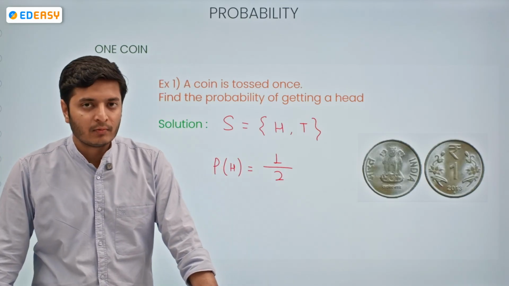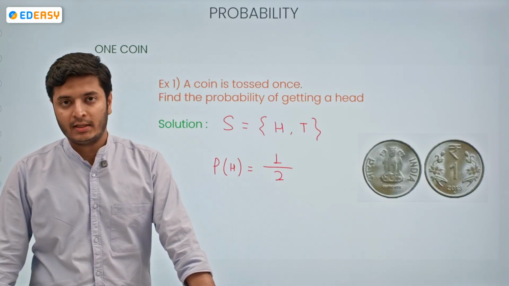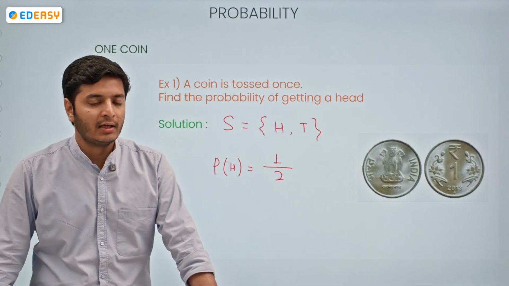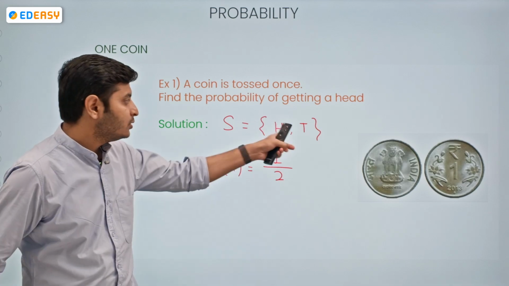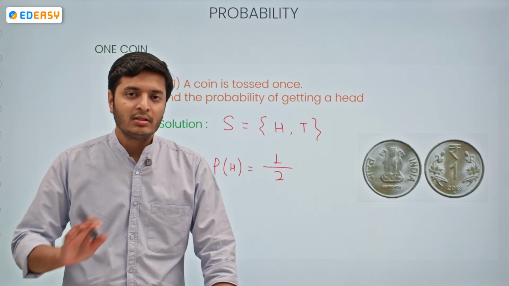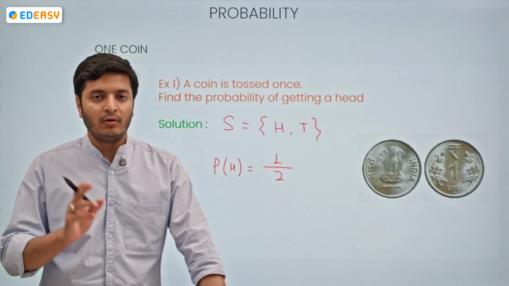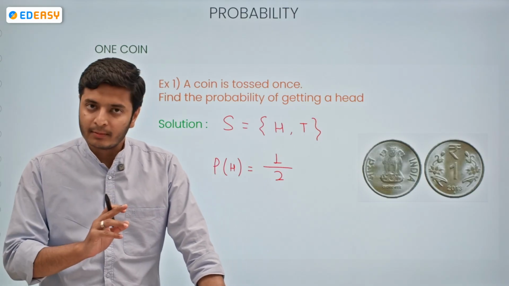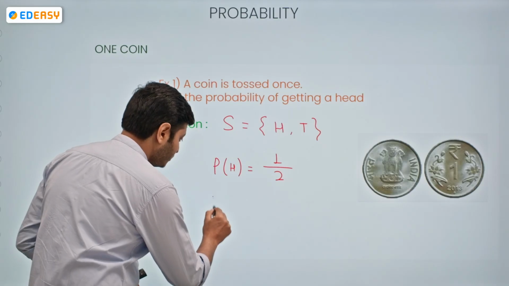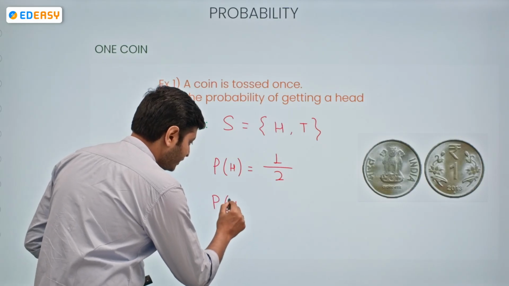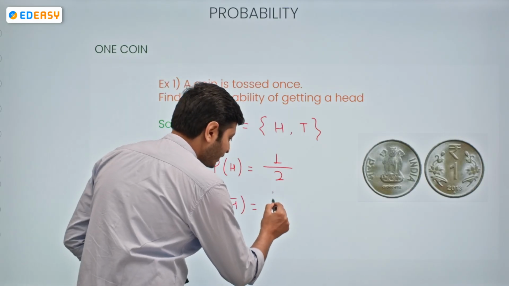Suppose I'm asking you what is the probability of not getting heads. If you are not getting heads, then what are you getting? You're going to get tails. So it means not getting heads will always be equal to getting tails, correct? So what is the probability of not getting heads? It is again 1 by 2.